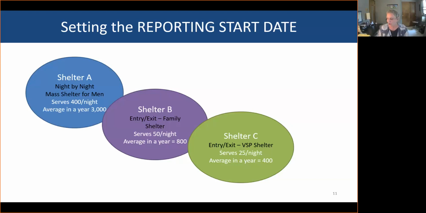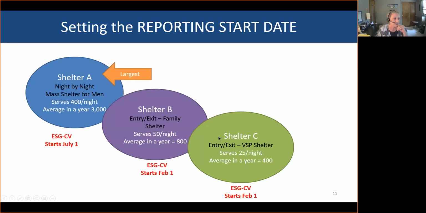Obviously, when you look at this, the largest shelter is Shelter A, right? And so one would think that when Shelter A starts, their reporting start date is going to start. But if these 2 shelters started first, they started in February, the family shelter and the victim service provider shelter started in February, and the mass shelter didn't start until July, serving folks with ESG-CV money.